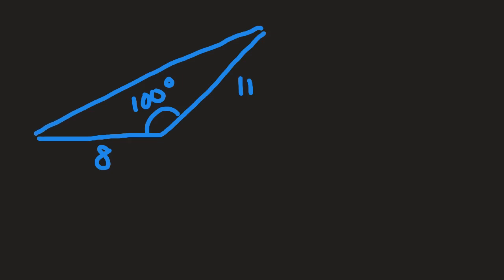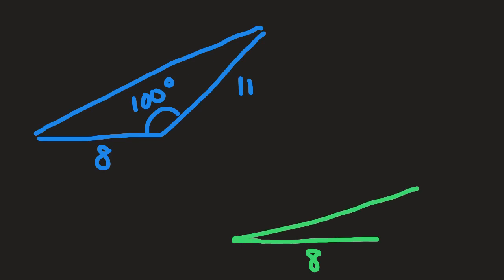But you could also have a triangle that has a bottom part of 8, just like the other one. But then this side is 11 over here. And then it opens up this way with the 100 degrees right there.